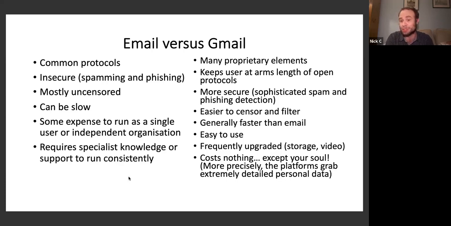As a result, it's much more secure. Gmail has amazingly sophisticated spam and phishing detection. It lets most of the stuff that you need through. Occasionally, someone has to ring you up and say, can you check your spam? But generally speaking, most of the stuff in your spam box is spam. It's meant to be there. And it knows who your friends are and tends to let the important stuff through. Of course, as a result, it's easier to censor and filter.